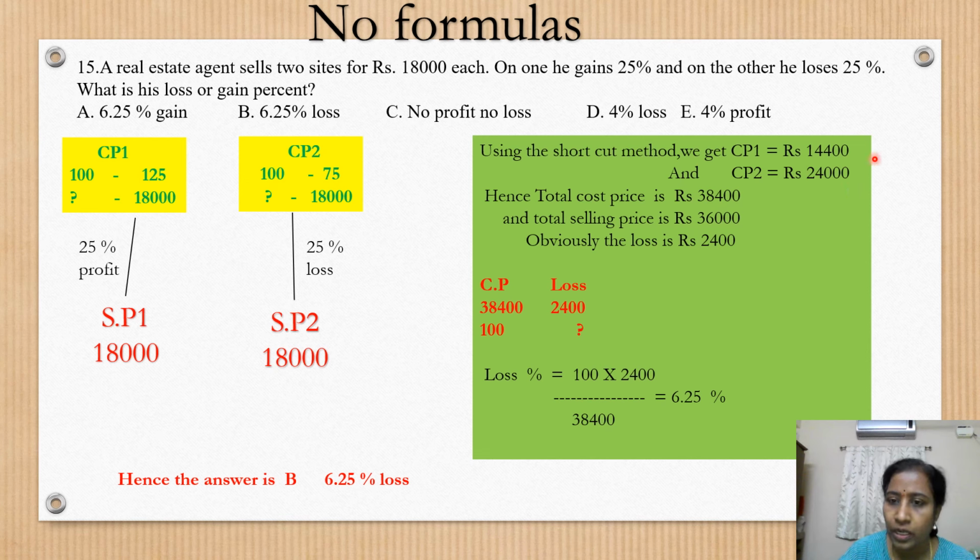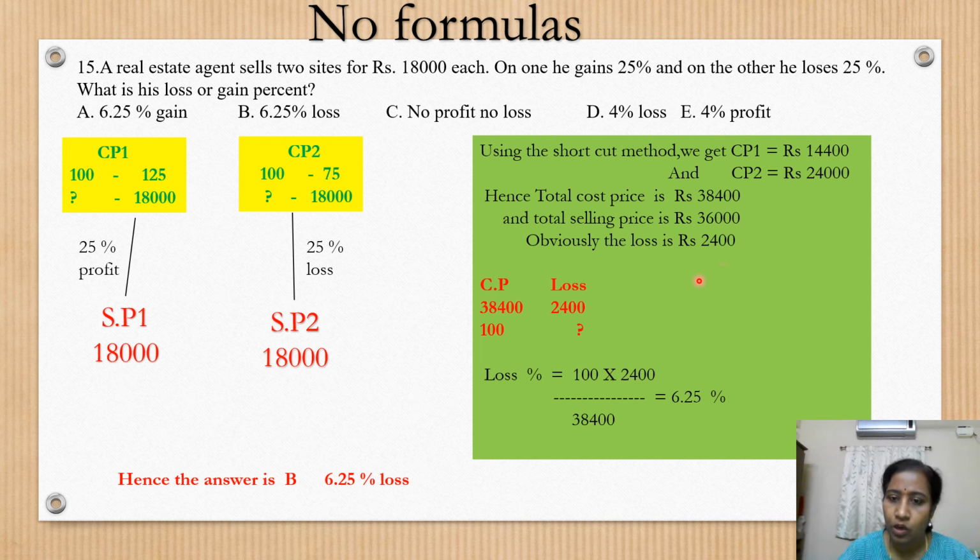Now what is the total cost price? That is cost price of the first land plus cost price of the second land. It is 38,400. And what is the total selling price? 18,000 rupees plus 18,000 rupees, which is 36,000 rupees. Obviously, the loss is rupees 2,400.